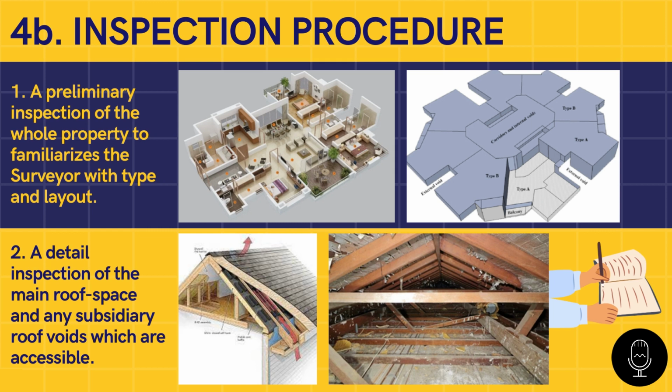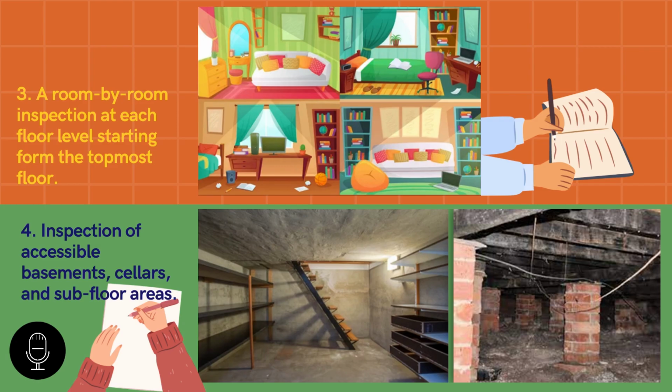Number two is a detailed inspection of the main roof space and any subsidiary roof voids which are accessible. Here, the building surveyor needs to describe the types of roof covering and conditions. Three is the room-by-room inspection. Here, the building surveyor needs to prepare a sketch plan for each floor level, marking all openings and the locations of the power and lighting points and the lights.